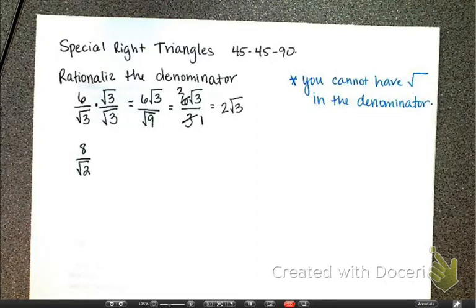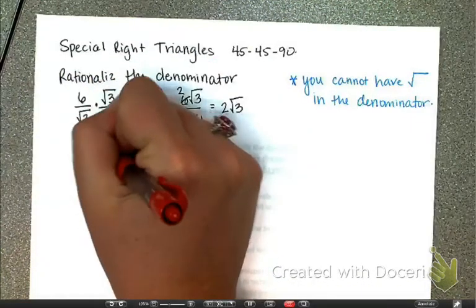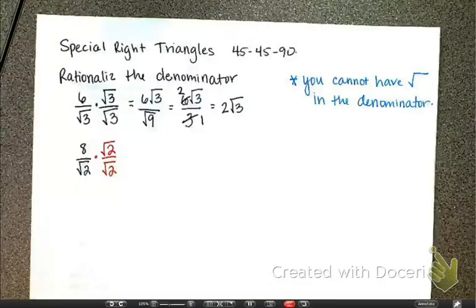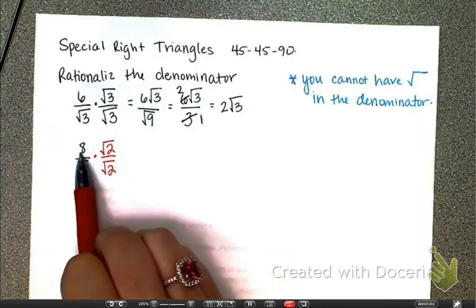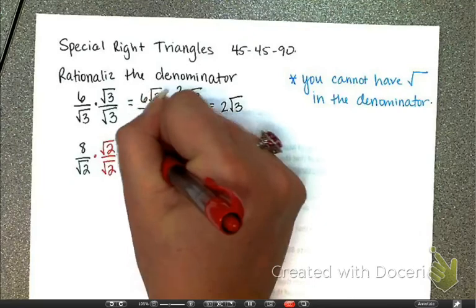So if I want to rationalize 8 over the square root of 2, excuse me, sorry, what do I need to do? Square root of 2 on both sides, on top and bottom, so we're going to multiply the top and bottom by the square root of 2. 8 times the square root of 2 is just 8 square root of 2.